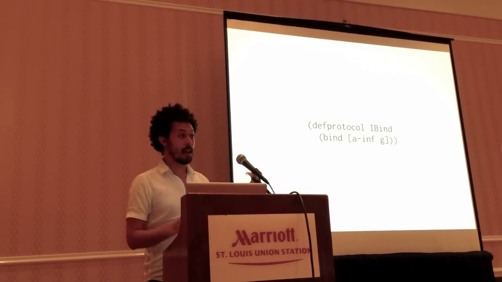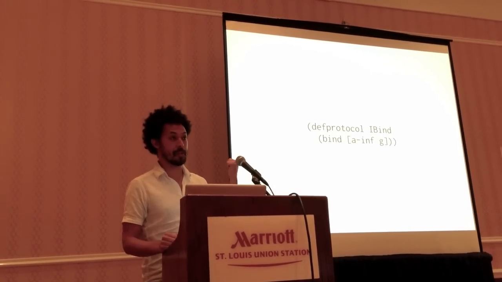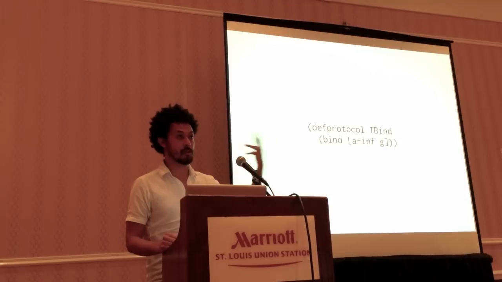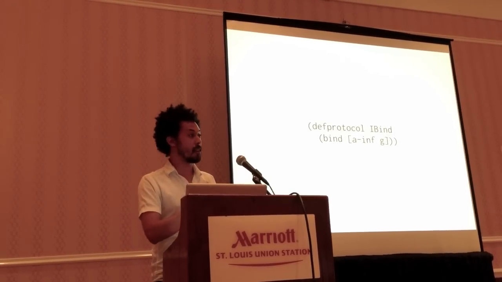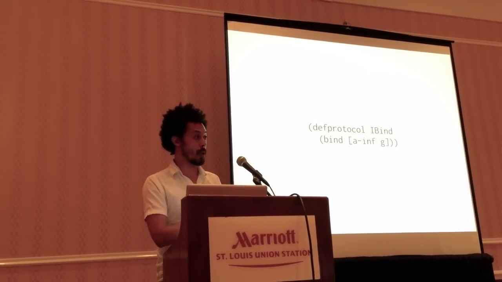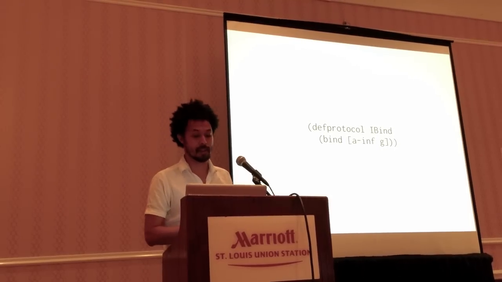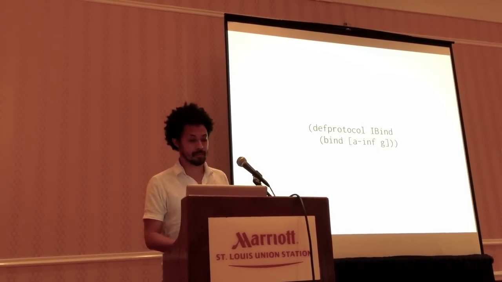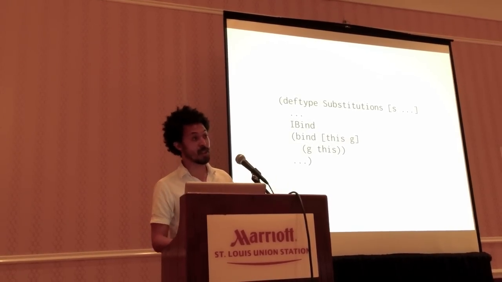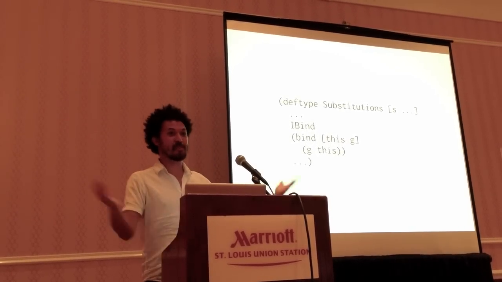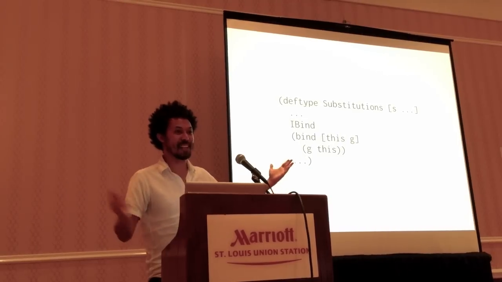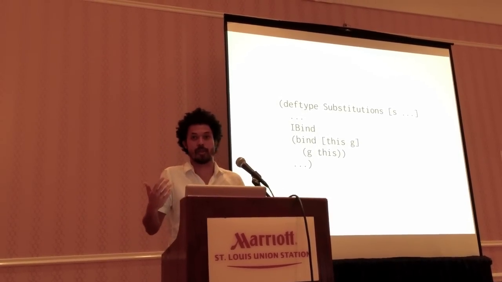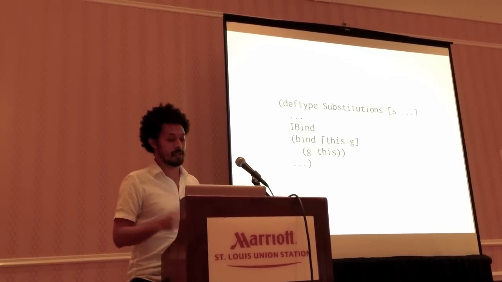So again, another polymorphic function. It's called bind. The protocol is called IBind, and all the interesting types that I mentioned, nil, substitutions, choice, and functions, have to implement this. So it takes two arguments. It takes an A infinity, and it takes the goal. So what does it look like for substitutions? I said it was just function application. That's all it is. We take the G, and we call the G with ourselves, because we are the substitution. That's all that it does.